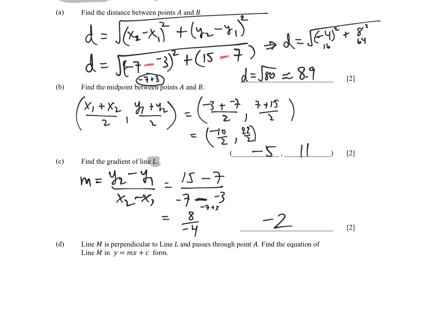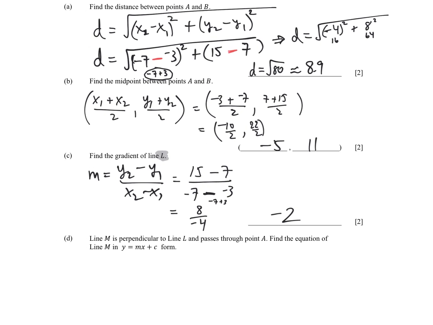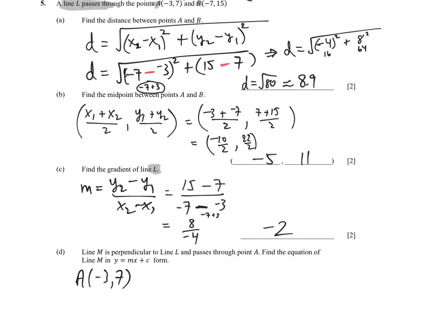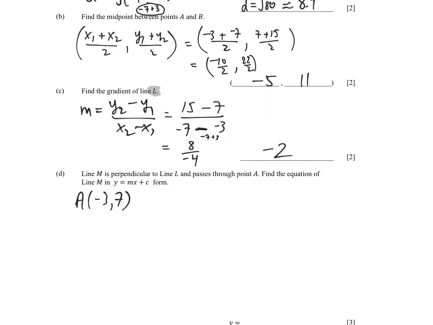So then, last but not least, line M is perpendicular to line L and passes through point A. So point A is negative 3, 7, right? Negative 3, 7. Find the equation of line M. All right. So if it's perpendicular, right? If it's perpendicular, then that means the slope is a negative reciprocal.